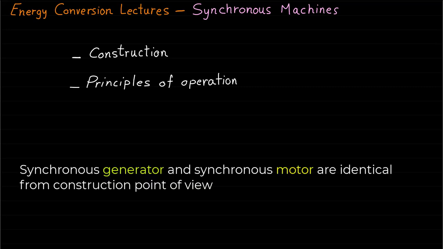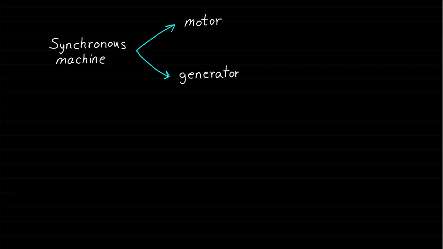In general, synchronous generator and synchronous motor are identical from construction point of view. So the same machine can work as a motor or as a generator. When the machine operates as a motor, we can say that the machine is in motoring mode. Also, when the machine operates as a generator, we can say that the machine is in generation mode.